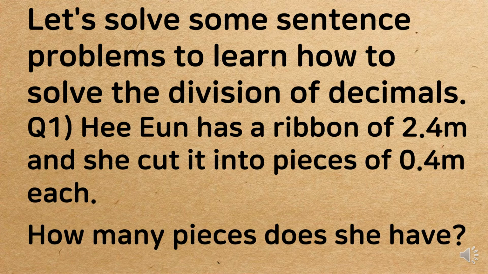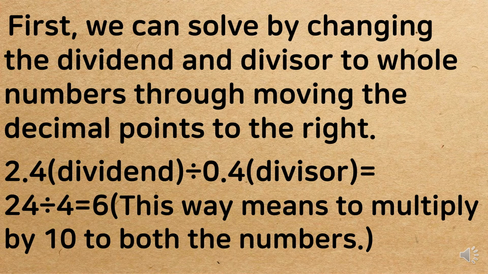Question 1. Hyun has a ribbon of 2.4 meters and she cut it into pieces of 0.4 meter each. How many pieces does she have? First, we can solve by changing the dividend and divisor to whole numbers through moving the decimal point to the right. The dividend 2.4 divided by the divisor 0.4 equals 24 divided by 4. This way means to multiply both numbers by 10, which equals 6.